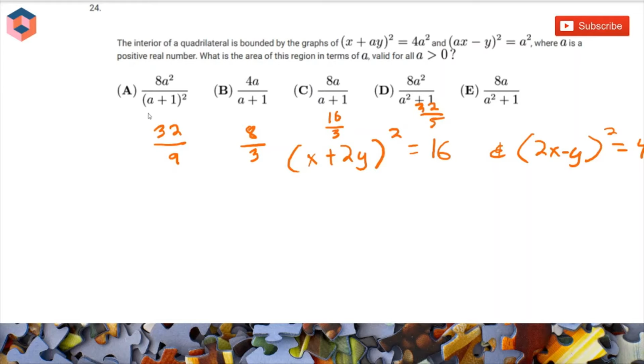Let's just quickly double check this last one. This one is missing that a on the top. So we have 8 times 8, so 16 over 5. Our answer is thus D.